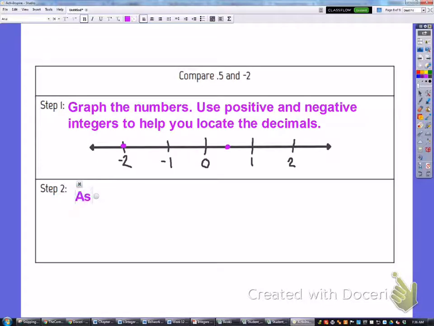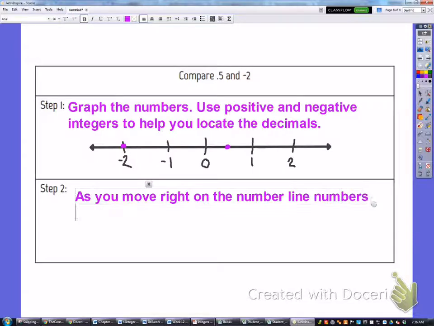Remember, as you move right on the number line, numbers become greater. So if we're comparing these two numbers, 0.5 is greater than -2.